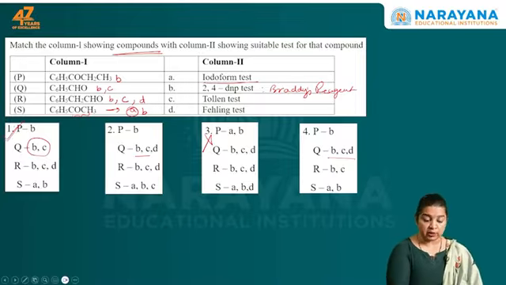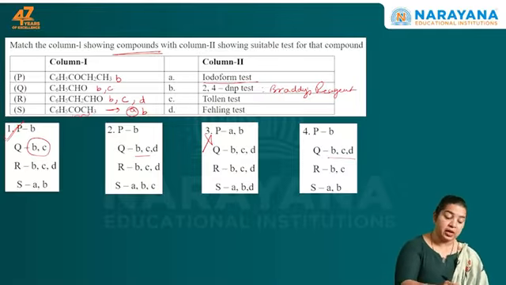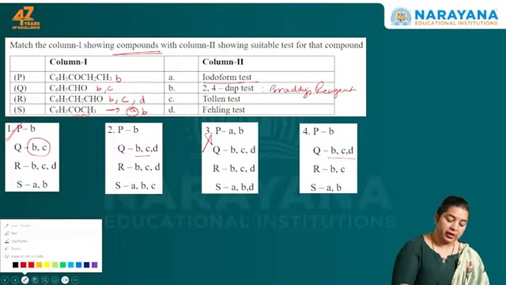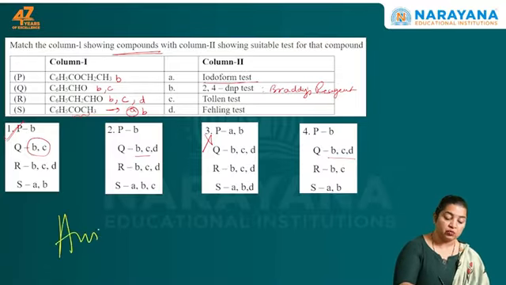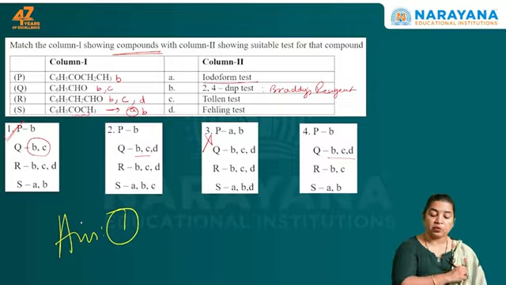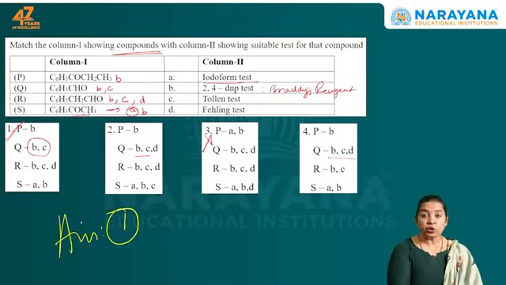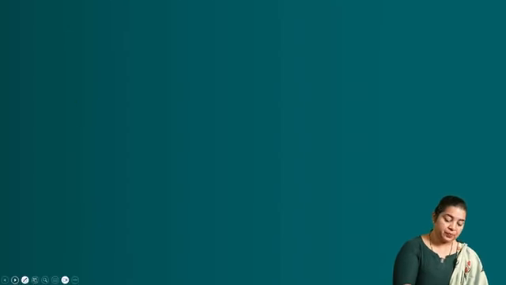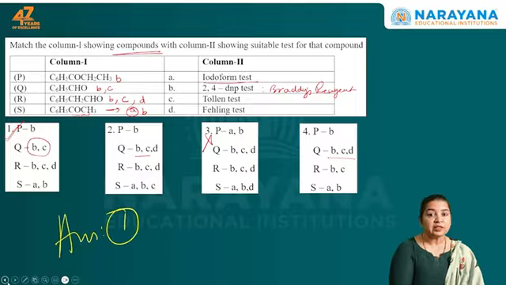Let us conclude others also. R should be B, C, D, yes, and S has to be A, B, perfect, right. So, overall conclusion for this is again option number 1. Good question, I'd say, because it is covering so many number of reagents, right. So, that brings us to the closure of these questions.